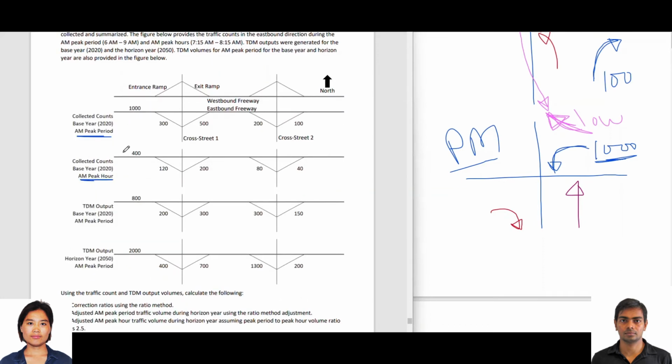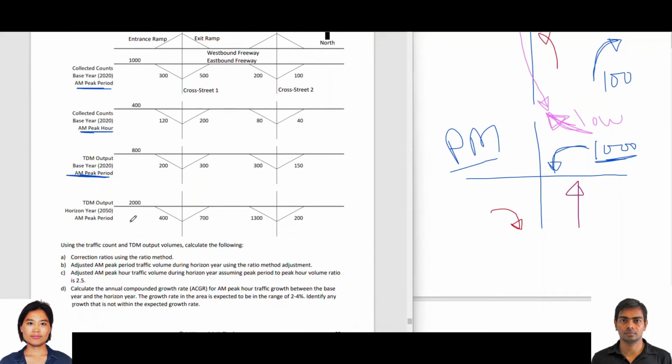So this is the peak period count, this is the peak hour count, this is the existing TDM output, and this is the future year output. When we are running the future year model, all we get is this number, and this information is there for us. These two are collected, and this is from the TDM output. So based on the existing information, let's correct this final number which we got from TDM.